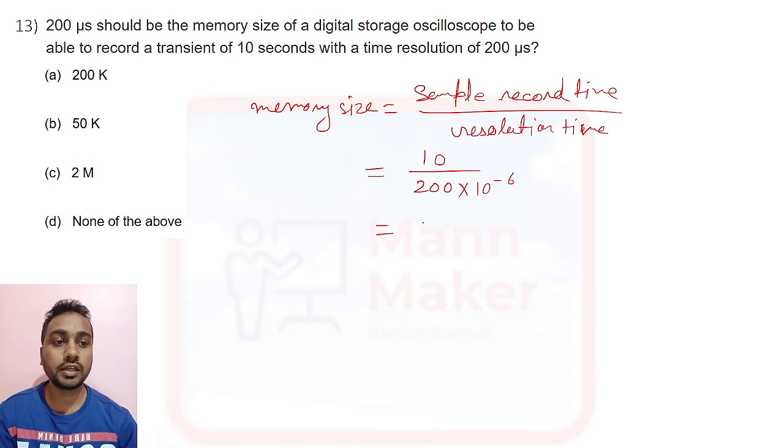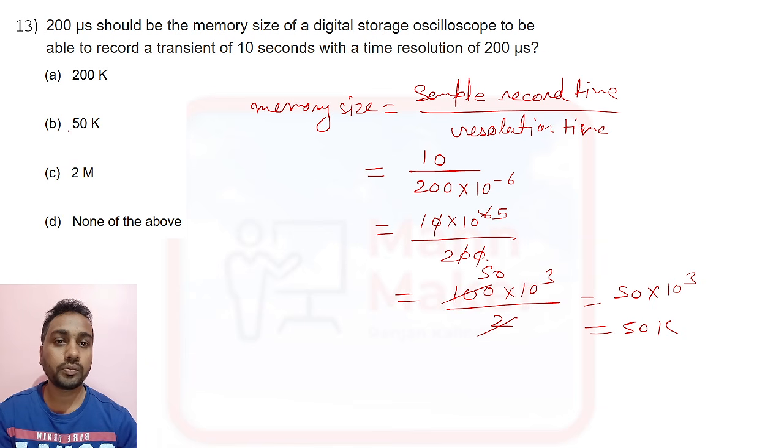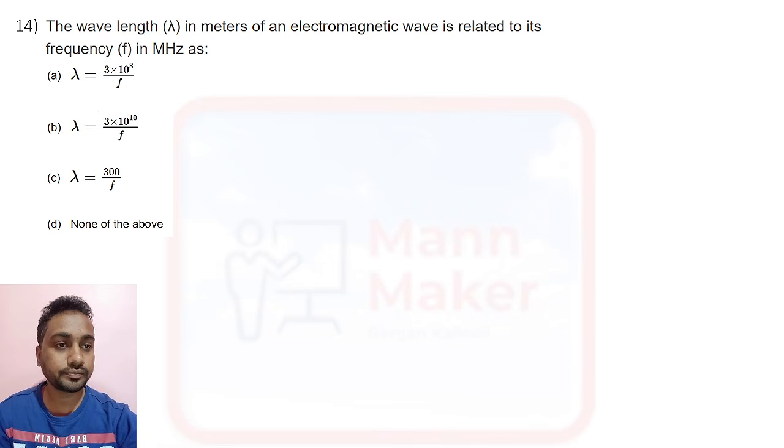We can write like this. So 10 into 10 to the power 6 divided by 200. This 0 cancels, this 0 and this cancel, so this is 5. Now we can write this 10 to the power 5 as 100 into 10 to the power 3, divided by 2. This cancels, this is what? 50. So this is 50 into 10 to the power 3, or we can write 50k. Option B is the right answer.